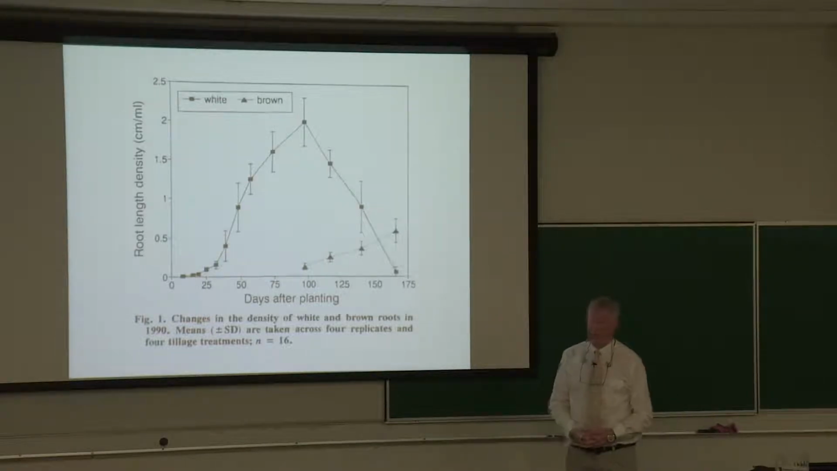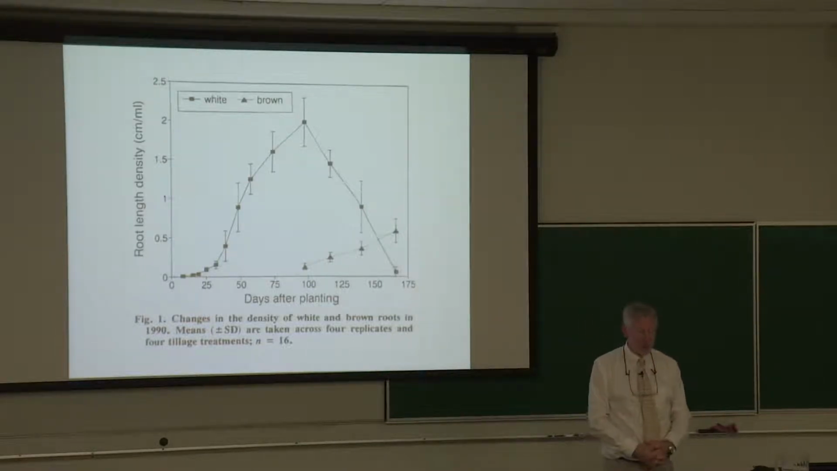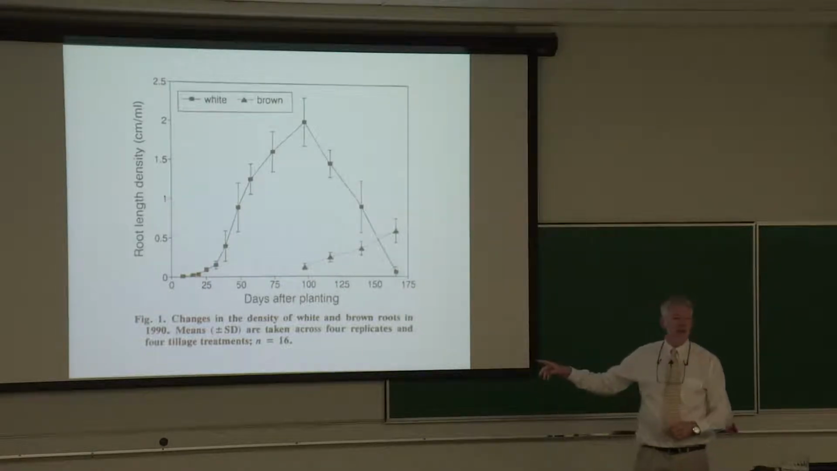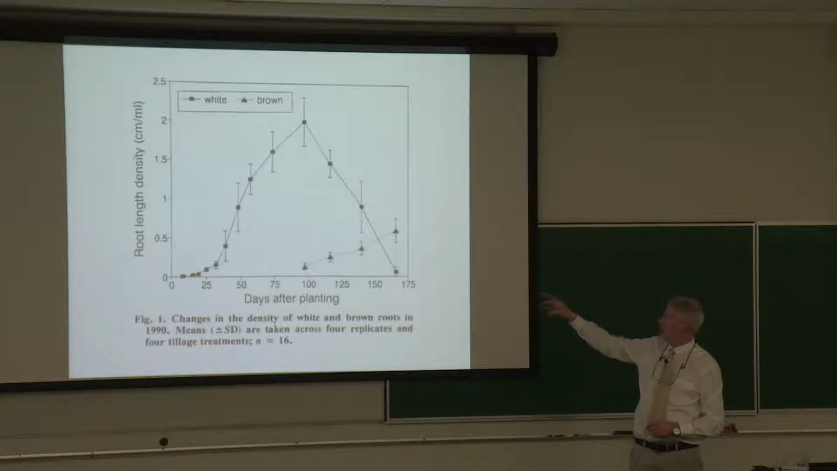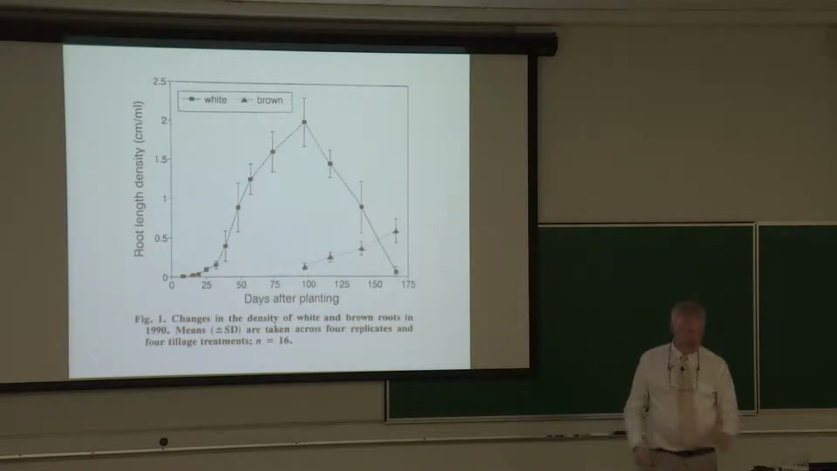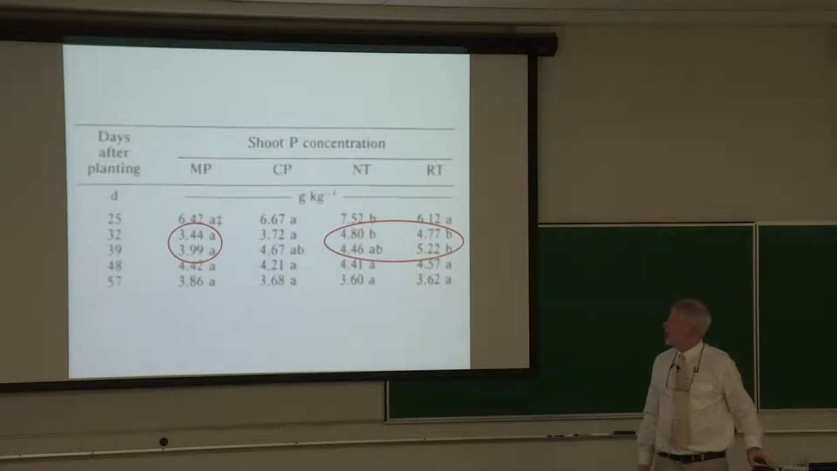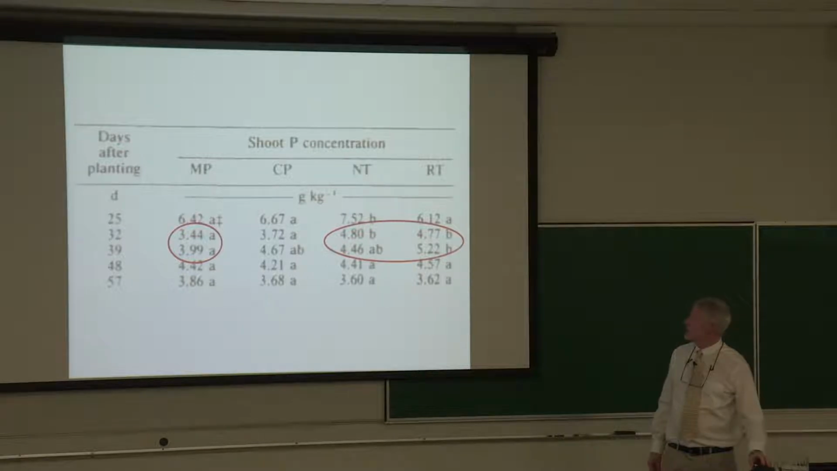Coming up to a peak at 100 days, and then the roots disappearing somewhat, 2 centimeters per mil, and the appearance of brown roots by decay there. So that's our N equals 16, quite a lot of work went into that one. And we look at the shoot P concentration.